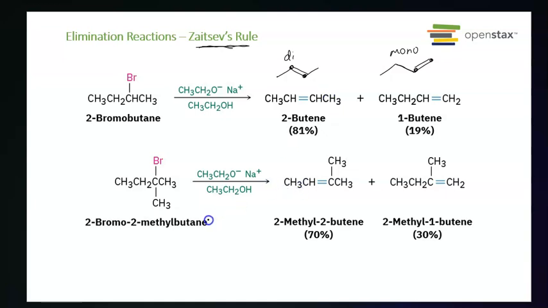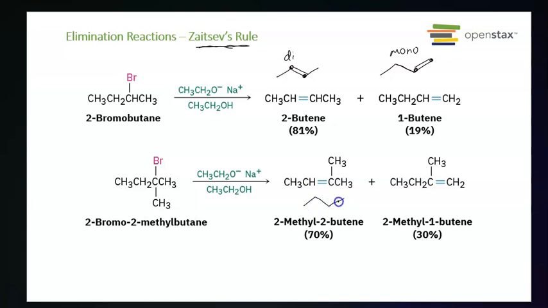Similarly, if you look at this one, this is a 2-bromo-2-methyl butane, and you are reacting it with a base. The base is the sodium ethoxide. We can see that a major product is where you have more substitution at the double bond than the one which has got less substitution. Okay, so this is how it's drawn.